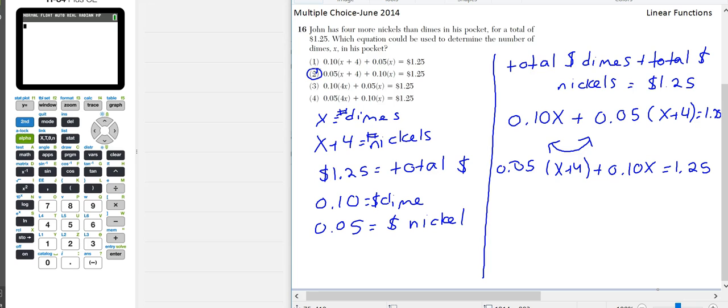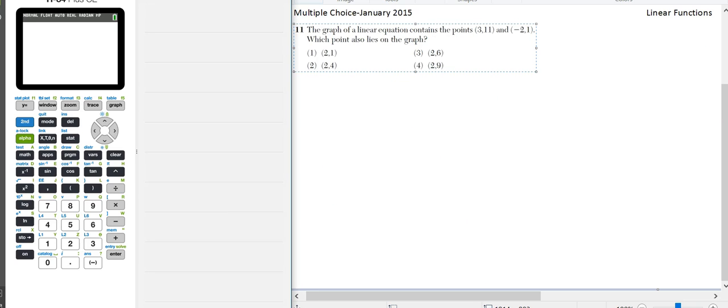Let's look at another example. This is question 11 from the January 2015 Regents. The graph of a linear equation contains the points (3, 11) and (-2, 1). Which point also lies on the graph? In the previous 3 examples that we looked at of writing linear equations, we used a word problem to find which of the answer choices would be the correct equation to model that situation.